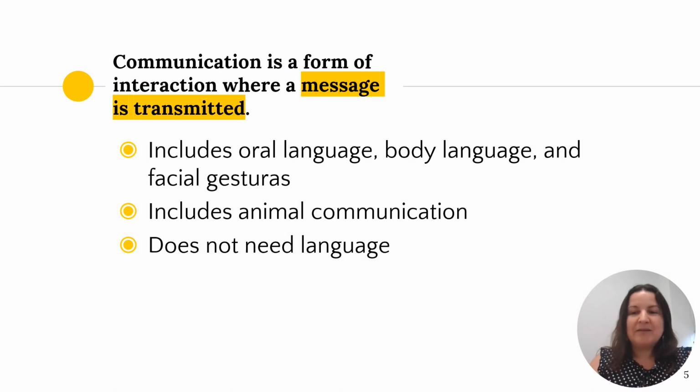Now, what does communication mean? Well, communication is a form of interaction between people where a message is transmitted. When I speak, I have a message and it's carried over to those who listen to me and they understand the message. Communication is broad. It doesn't have to be only language. It includes things like, yes, our spoken language, but also our body language, how we sit, how we stand, how we move our body, our facial expressions, right? Facial gestures. It also includes animal communication. Animals, all kinds of animals communicate, but they don't have language per se.